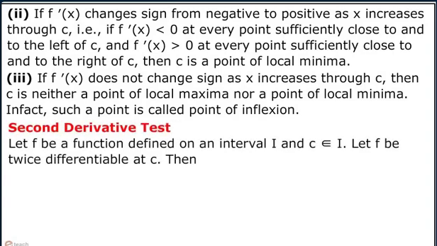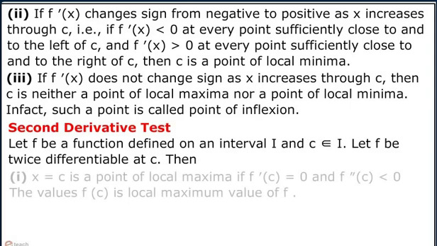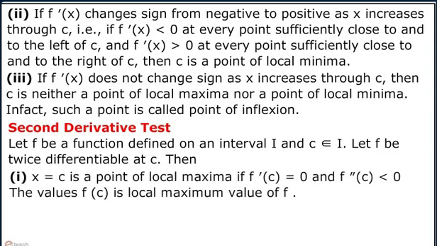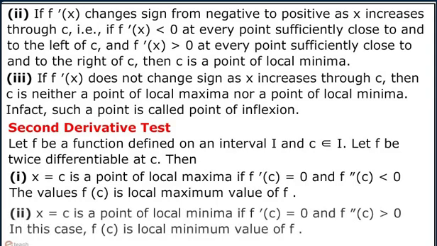Second derivative test. Let f be a function defined on an interval I and c belongs to I. Let f be twice differentiable at c. Then, number 1: x = c is the point of local maxima if f'(c) = 0 and f''(c) < 0. The value f(c) is the local maximum value of f. Number 2: x = c is a point of local minima if f'(c) = 0 and f''(c) > 0. In this case, f(c) is the local minimum value of f.